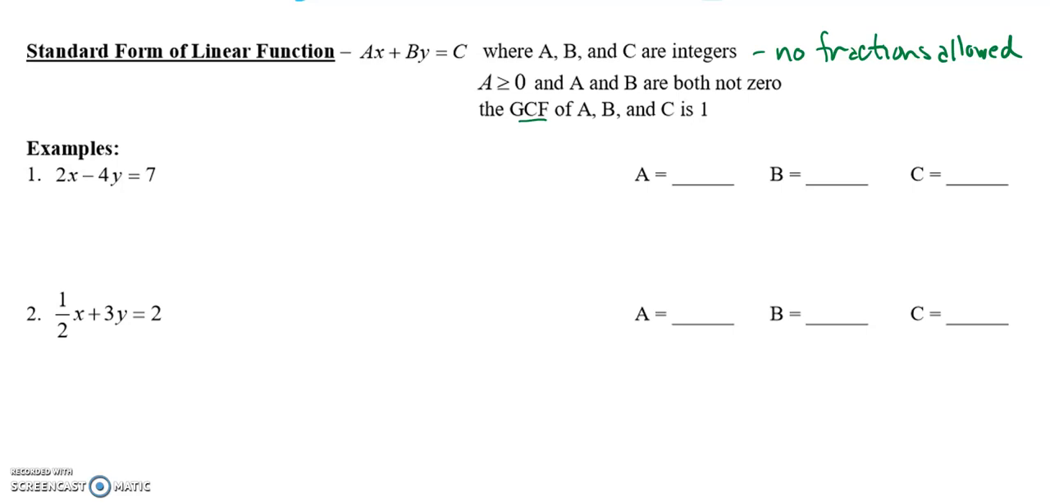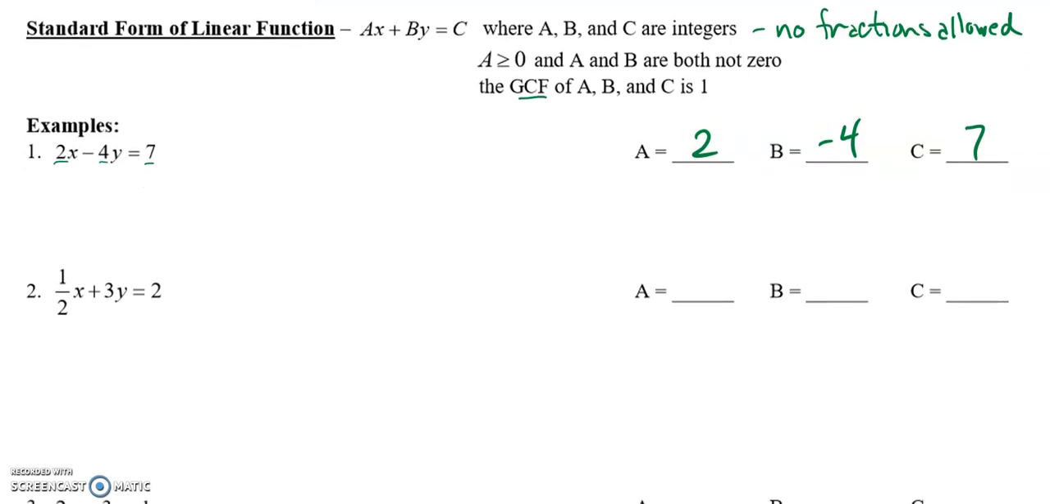So if we look at the first one, 2x minus 4y equals 7. The question is, is that in standard form? It is. Okay, we've got the x, we've got the y, equals the constant. A, b, and c are all integers, there's no fractions. The a value is greater than 0. And a and b then are not both 0. And the greatest common factor between 2, 4, and 7 is 1. So here's a case where a is 2, b is -4, and the c value is 7.